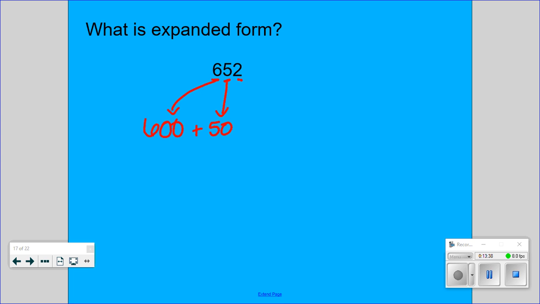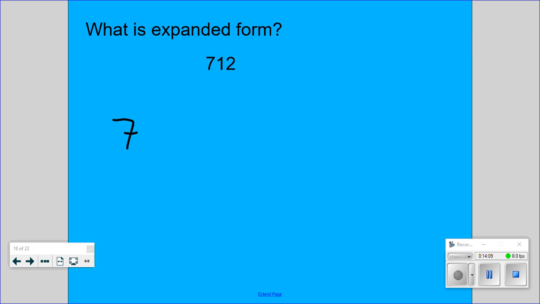And then lastly, we're going to underline that 2. What is that 2 worth? Autumn? 2. It's just my ones. Those two numbers look different, smell different, taste different. But they are equal. They have the same value.